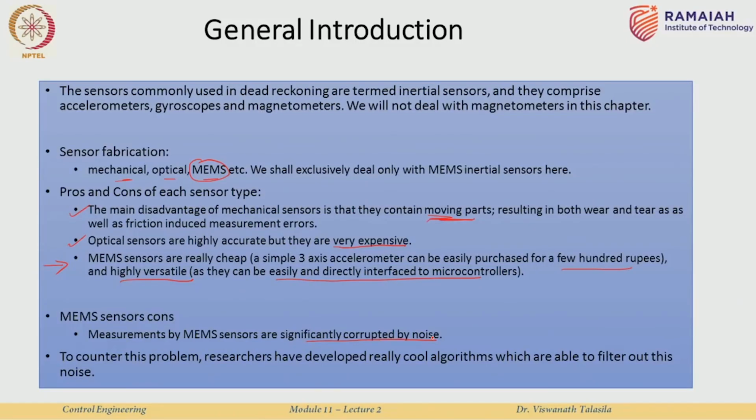But to make sure that you still continue to use these MEMS sensors, there are really nice algorithms, or primarily we can call them filters or filtering techniques, which have been developed to compensate for this noise. Two of the most commonly used techniques are the complementary filter, which we will be discussing in the next series of lectures, and the Kalman filter. Okay, so let us go ahead.